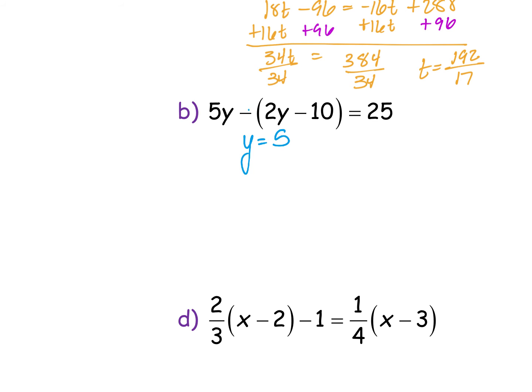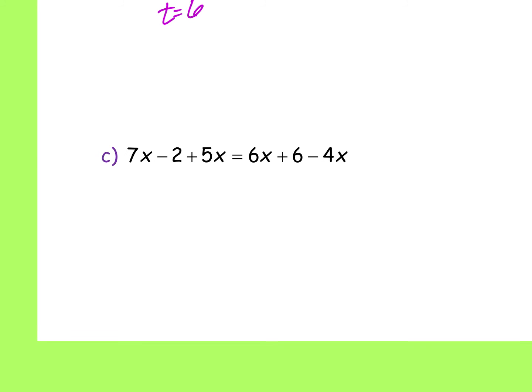Remember, I'm only distributing the negative sign, not the 5. The 5y is not touching my parenthesis. Okay? All right, so C, x equals 4/5. Anyone need me to go over that one? Okay, so I'm going to combine my like terms on each side of my equal sign first. So I get 12x minus 2 equals 2x plus 6.